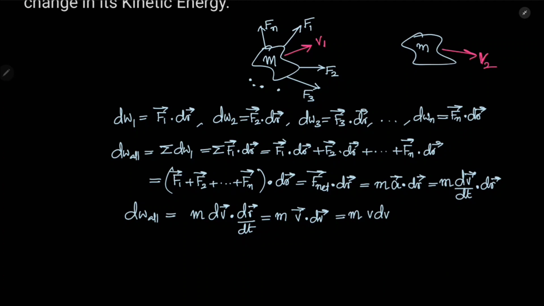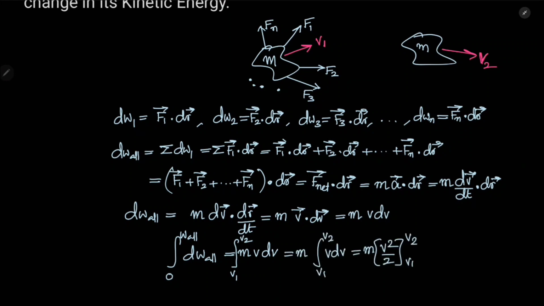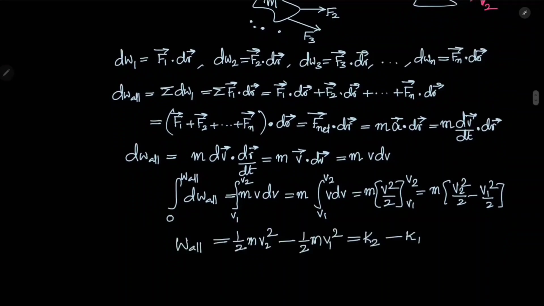So I can express dw all as m into v into dv. Now integrating on both sides, I'm integrating on the LHS, that is integral 0 to w all dw all, that is equal to integral v1 to v2. Now the RHS is a function of the speed. So initial speed is v1, final speed is v2. Solving this, I get m into v square by 2, applying the limits, m into v2 square by 2 minus v1 square by 2. And solving this, I get work done by all forces acting on the system is half mv2 square minus half mv1 square.